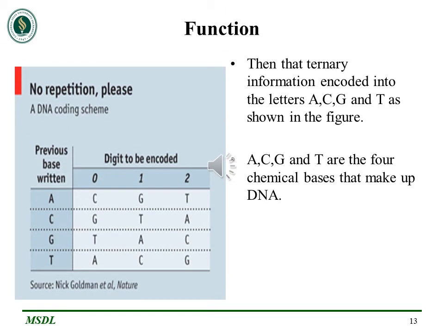The ternary information is encoded into the letters A, C, G, and T as shown in the figure. There is a table given showing how they convert ternary into the ACGT format. They tried not to repeat anything: if A is coming, then there will be C or G or T, but no other A will repeat after that.